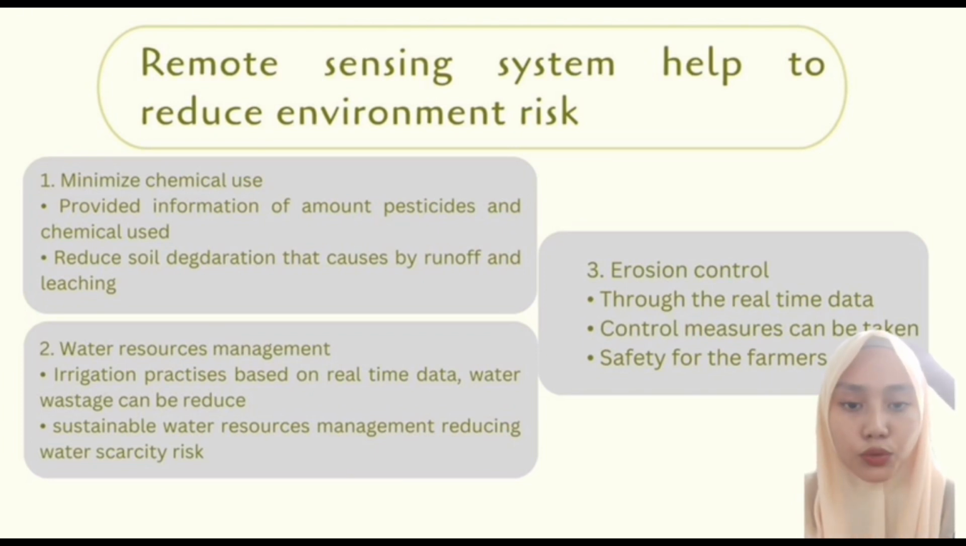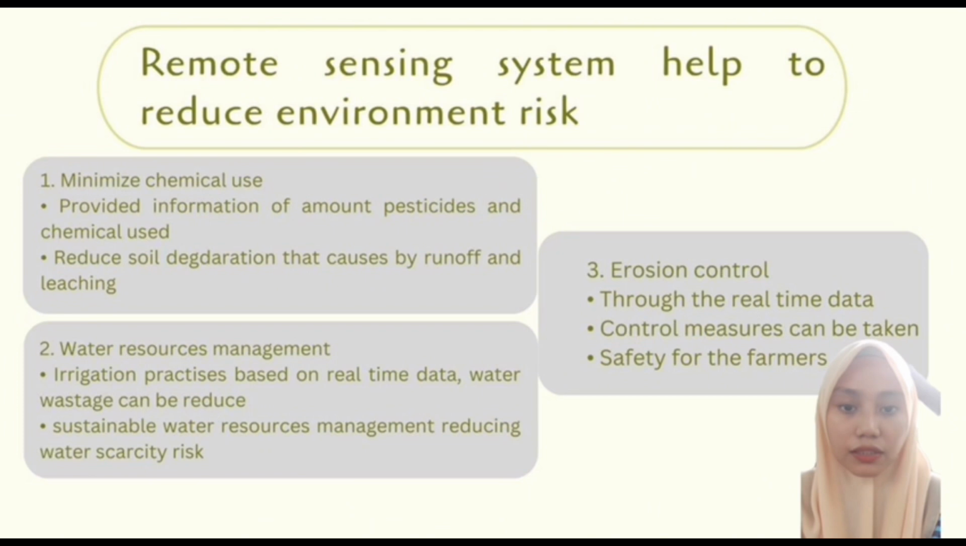First, it can help to minimize chemical use because remote sensors provide information on how much chemical, such as pesticides and fertilizers, is needed by the plant. Therefore, we can reduce the soil degradation caused by runoff or leaching of unused fertilizers or pesticides. Next, water resource management.